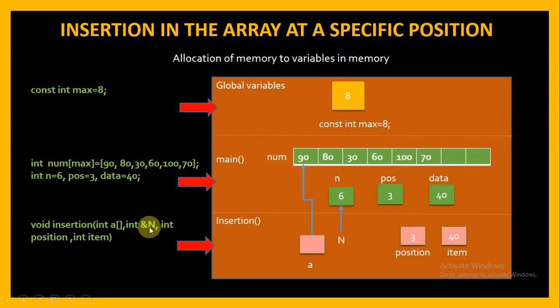Then int ampersand n means we have passed n by reference. So no memory space is allocated to n. It will share the same memory space, and this memory space has both names, small n and capital N.